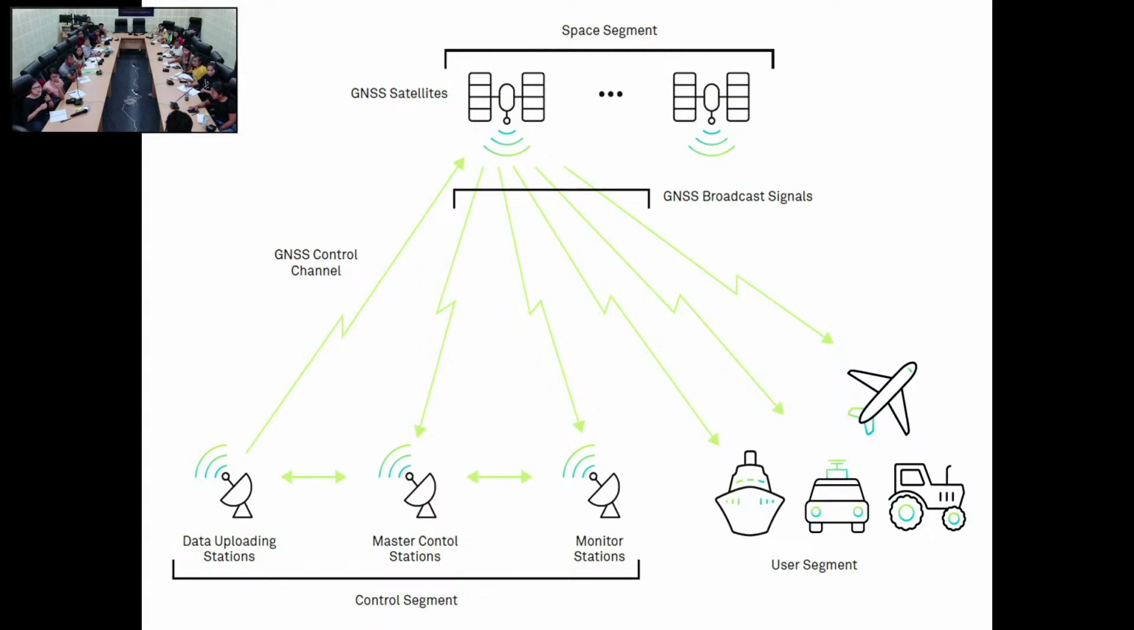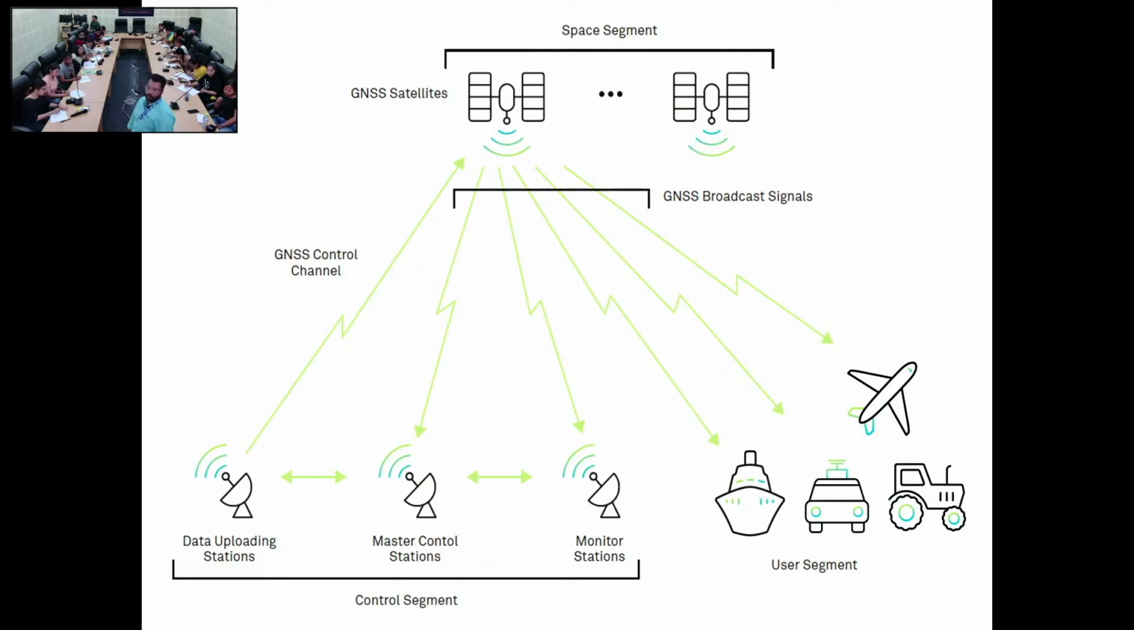Basically, ground control is divided into three segments. One is uploading, and one is master control facility, one such master control facility with ISRO also, that is called MCF. And then one is monitor station, and such a monitor station is established in ANISAC, that is for IRNSS, which I will tell you afterwards.